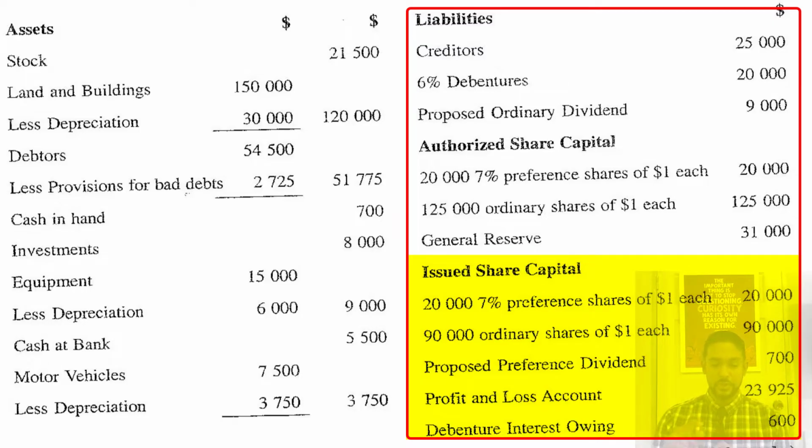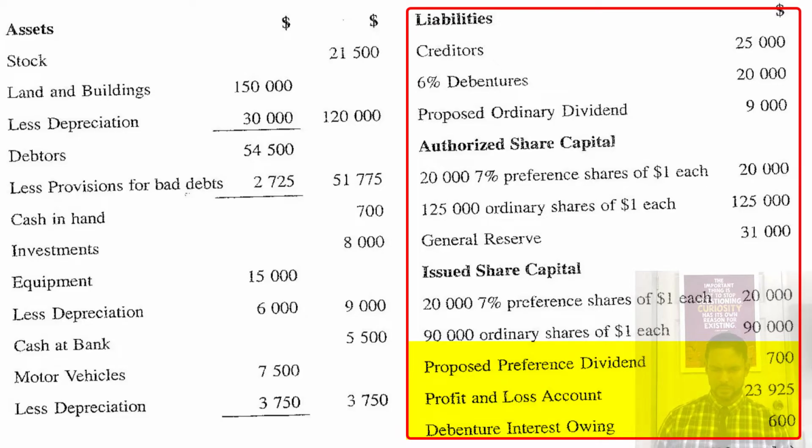So we will include authorized share capital just for the sake of, once again, information, but it will not form or affect any part of the calculation in the balance sheet. The issued share capital: we issued all 20,000 7% preference shares. We've issued 90,000 ordinary shares out of the 125 authorized. We have a proposed preference dividend. That's not share capital. That's a proposed dividend. That should be up with the liabilities.